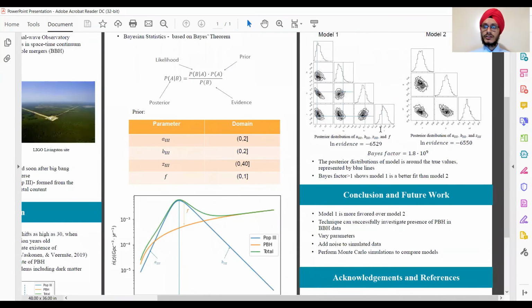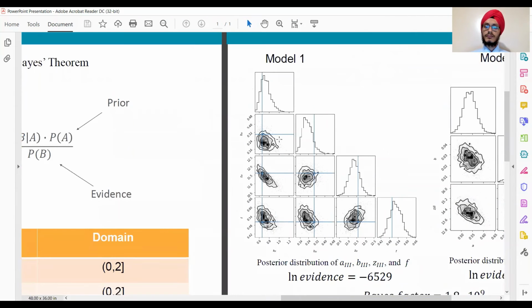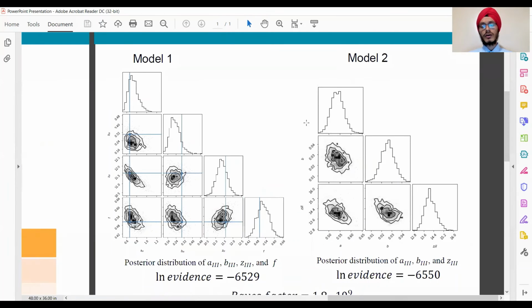The results that I got are shown here. So as you can see, for model 1, here is the probability distribution that we got for the different parameters of the model. And the blue lines represent the true values of the model. And you can see that the distribution is roughly centered around these true values. However, for the second model, the true values don't even show up in the plot, and the distribution is very off.